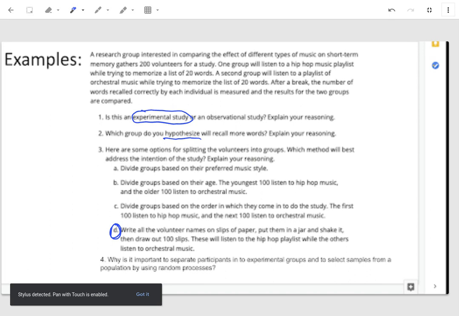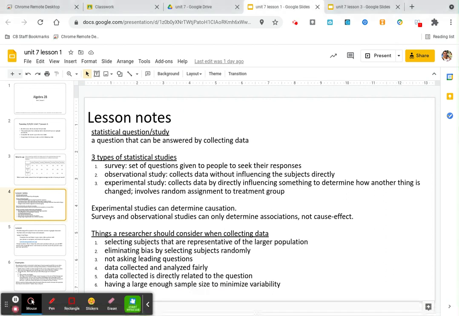Number 4, I've kind of already answered. Why is it important to separate participants into experimental groups and to select samples from a population by using random processes? I already said the reason. Why is that important? The more random the process is, the less likely the results will be biased. That is the reasoning. The more random the process is, the less likely the results will be biased. That is the answer to question number 4, and that is it for lesson 3.